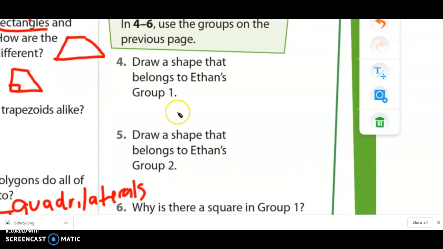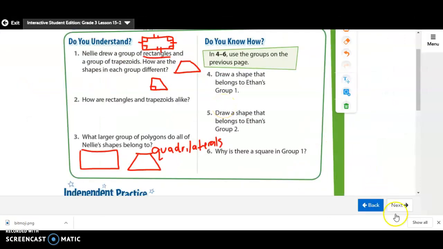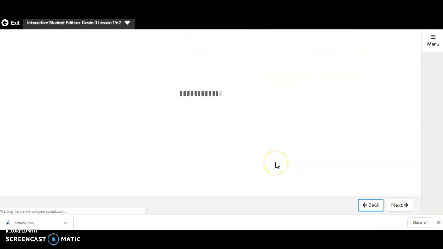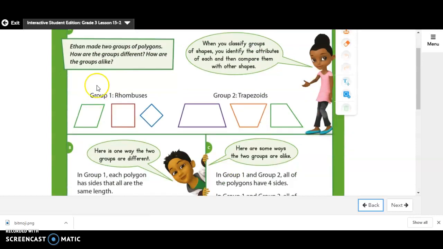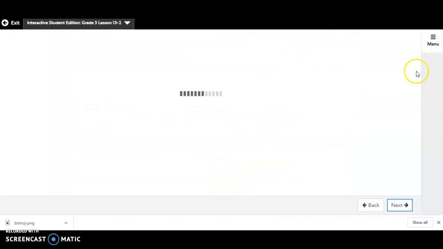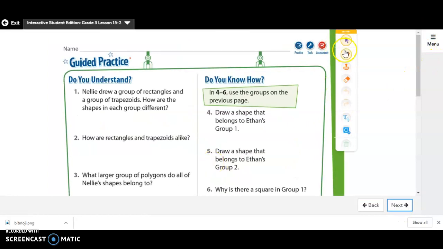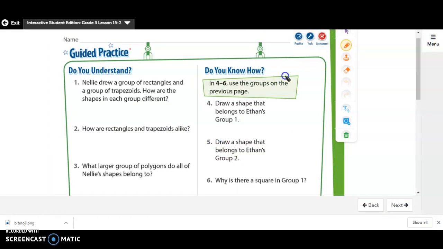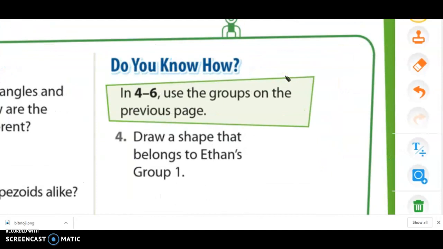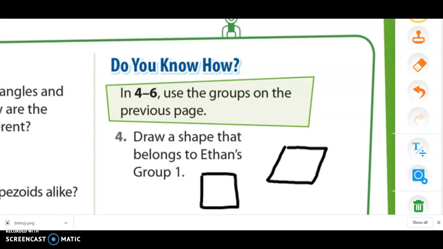Alright, number 4, draw a shape that belongs to Ethan's group 1. So if we were back on the page where Ethan was talked about, remember his group 1 was rhombuses. So we want to draw a rhombus. Okay, so remember, a rhombus has to have 4 sides of equal length, 2 sets of parallel sides. So that's a great rhombus. Also, this is a rhombus. Even though it's a square, it's still going to be considered a rhombus.